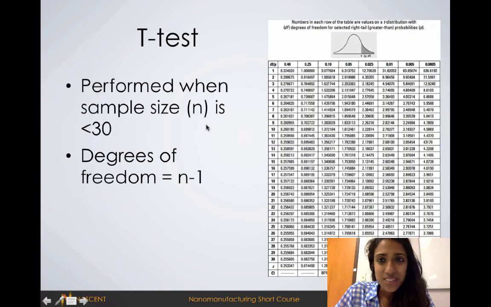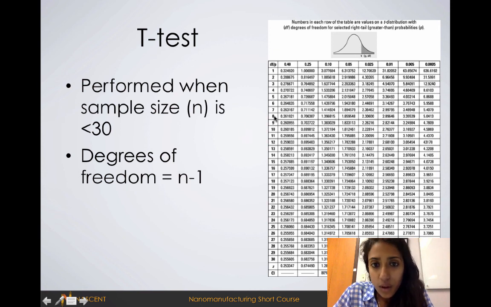And so the last thing I want to talk about today is a t-test. Usually you perform a t-test when your sample size is less than 30. The t-test basically takes into account the fact that you have a smaller sample size, and so you use a different table. To do a t-test, you have to calculate the degrees of freedom, but pretty much everything else stays the same. So for example, if I had 9 samples, my degrees of freedom would be 9 minus 1.